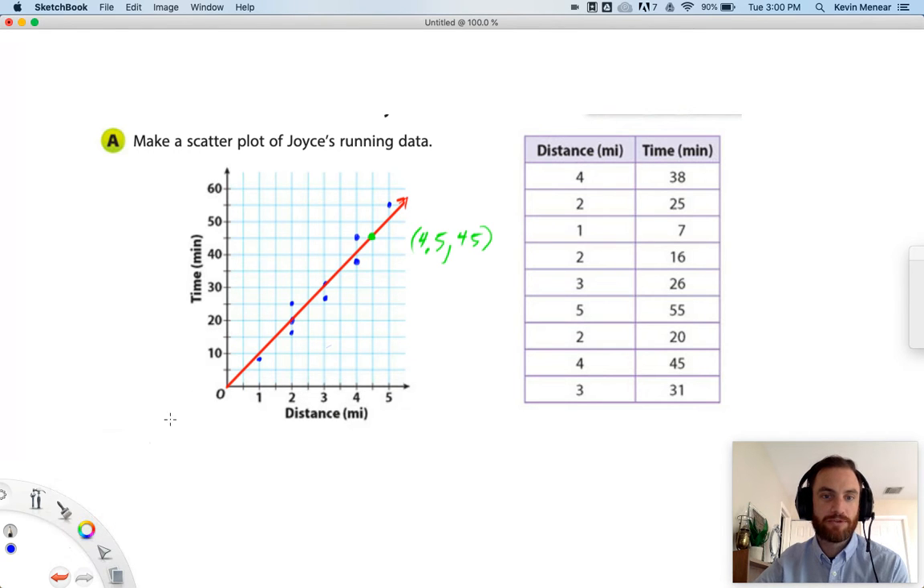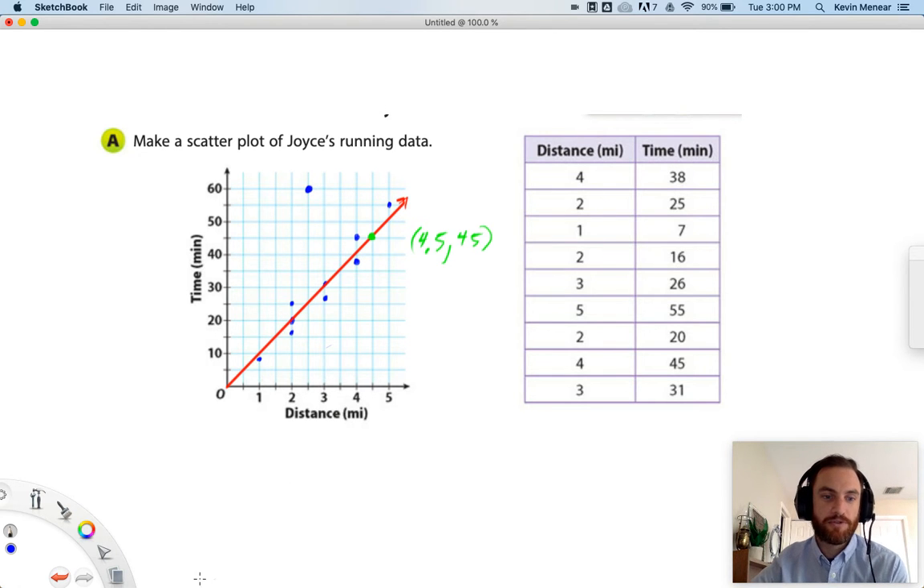So like, let's say I had some crazy point up here. Well, I don't know. Maybe Joycey was just really tired that day and only ran 2.5 miles and it took her a whole hour. We don't want to think about this point when we're creating a trend line because that point's going to pull our trend line way off.